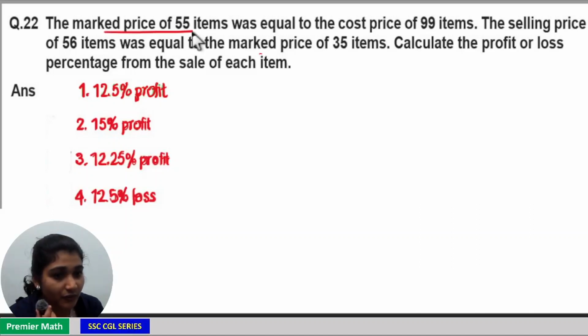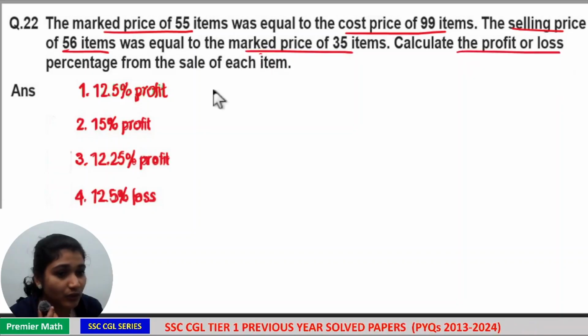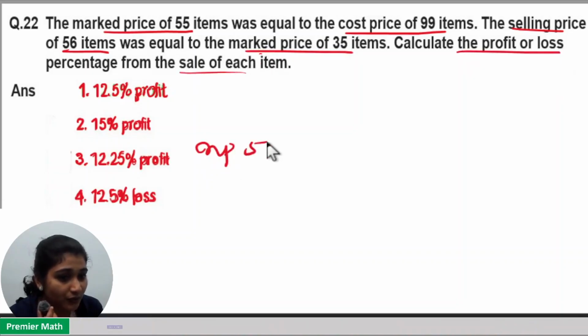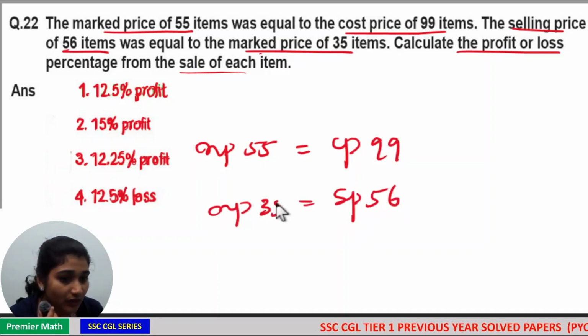The marked price of 55 items was equal to the cost price of 99 items. The selling price of 56 items was equal to the marked price of 35 items. Calculate the profit or loss percentage from the sale of each item. Here, the marked price of 55 items equals the cost price of 99 items, and the selling price of 56 items equals the marked price of 35 items.